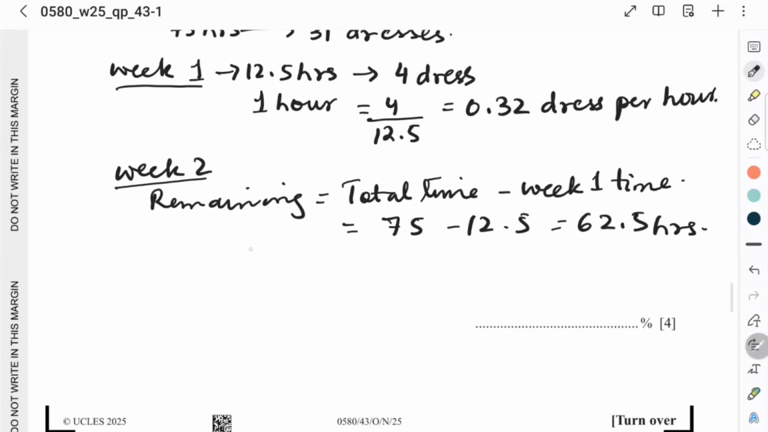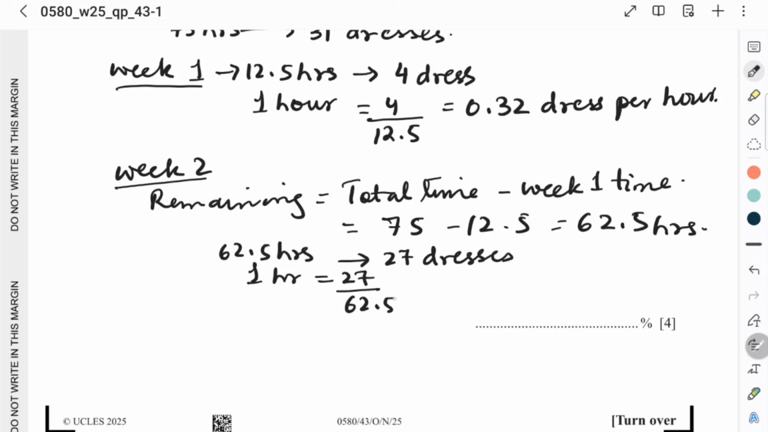So in week 2, this is given that 27 dresses in 62.5 hours, 62.5 hours and make 27 dresses, it's given at the top. So 1 hour means 27 upon 62.5, that is equals to 0.432 dress per hour. So obviously you can see the difference, 0.32 and 0.432. It means in 1 hour their speed is becoming more.